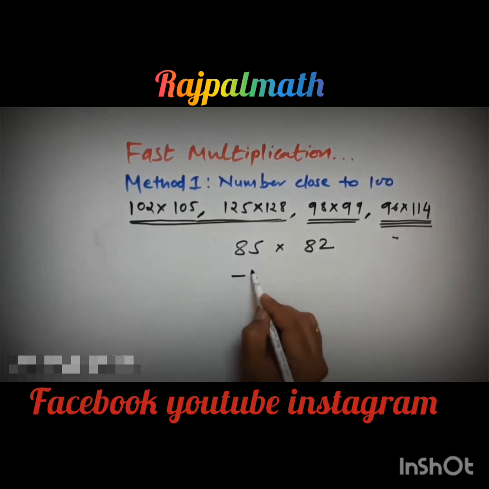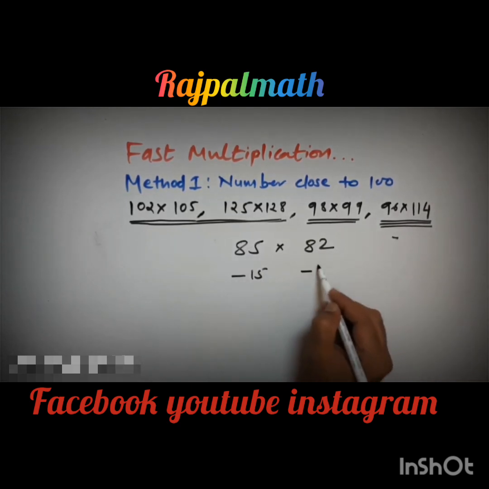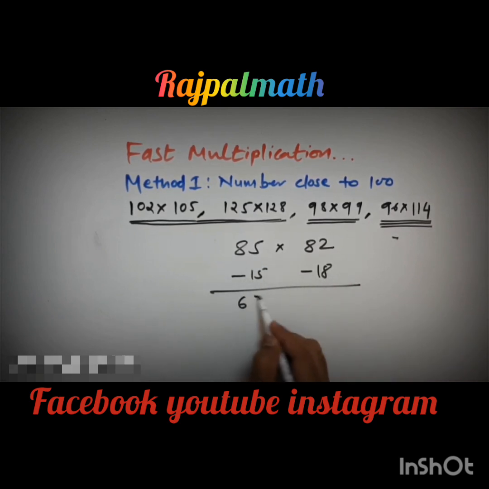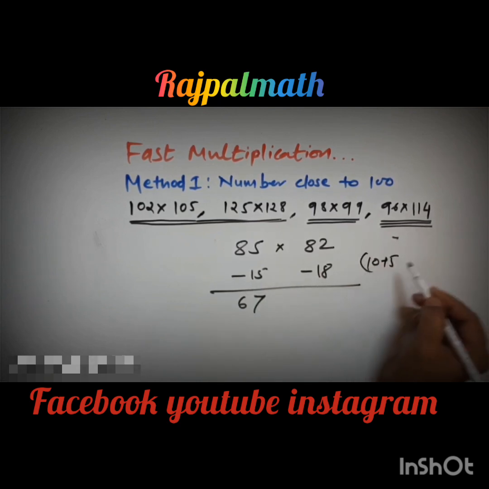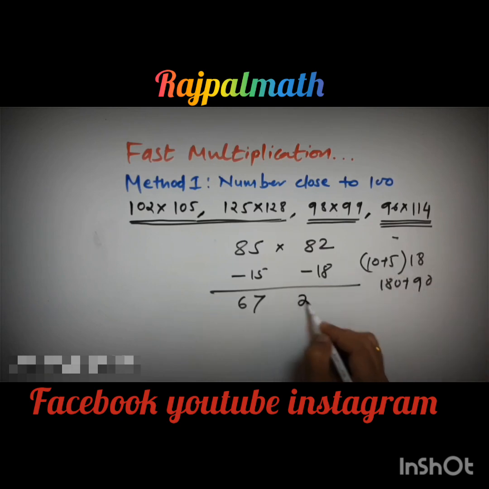So 85 is minus 15, 82 is minus 18. So 85 minus 18 is 67, or 82 minus 15 is 67, and 15 into 18. So I'm going to write it as 10 plus 5 into 18. So it's 180 plus 90. 18 into 5 is 90, which will become 270. 2 will be carried over, and the remaining part is 70. 67 plus 2 is 69. So 6970 is my answer.